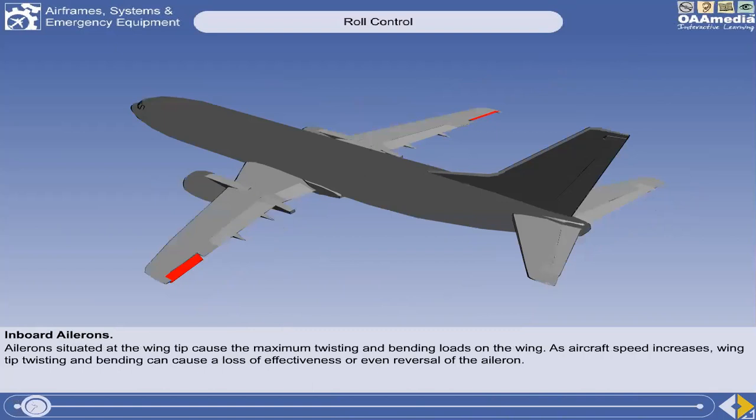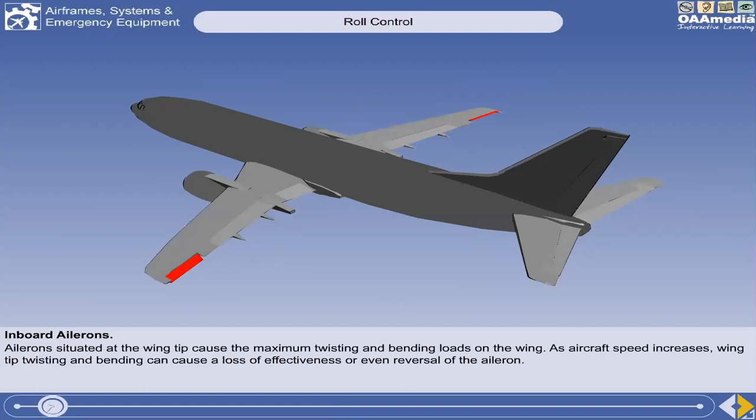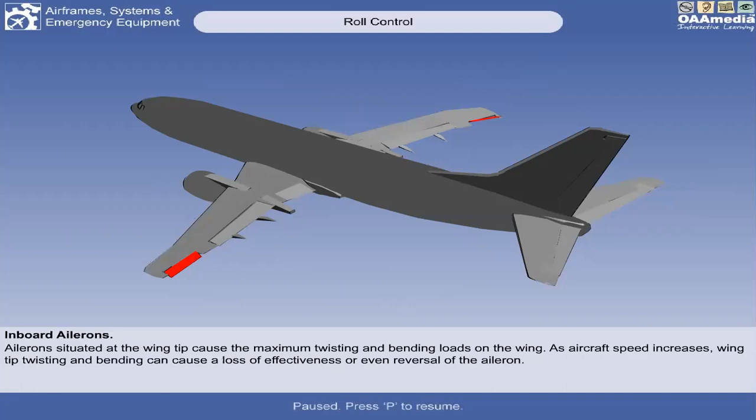Next, we have the inboard ailerons. The ailerons are normally situated at the wingtip to give the greatest moment for the force produced. However, this also means that they cause the maximum twisting and bending loads on the wing. Okay, ailerons are commonly situated at the wingtip. Okay?